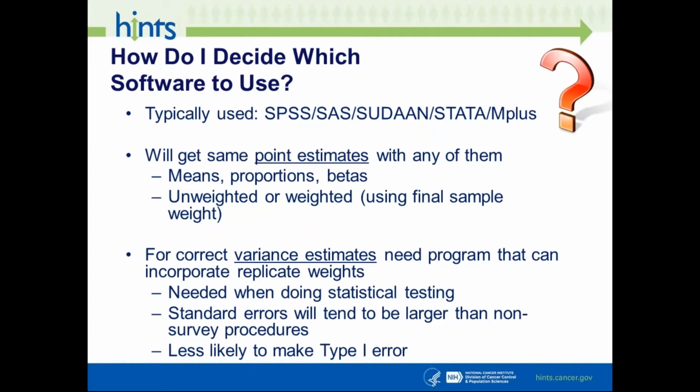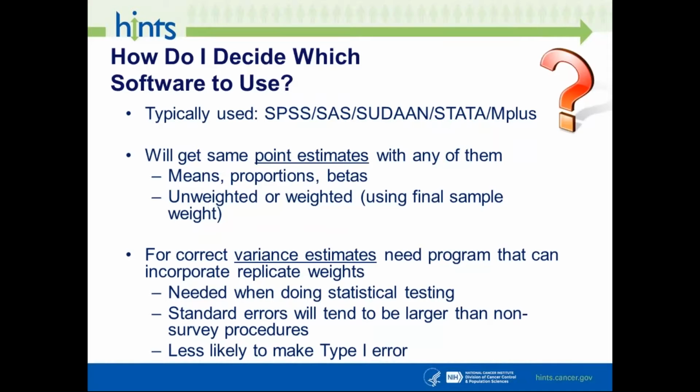So I make a point here. It's needed for doing statistical testing, anything that involves a p-value, confidence interval, anything like that. If you were to compare an analysis done with software that did not incorporate the replicate weights versus one that did, the standard errors will tend to be larger in the non-survey procedures. Keep that in mind when you look at your standard errors, and if your standard error is large, the overall ratio is going to be smaller, things like that.